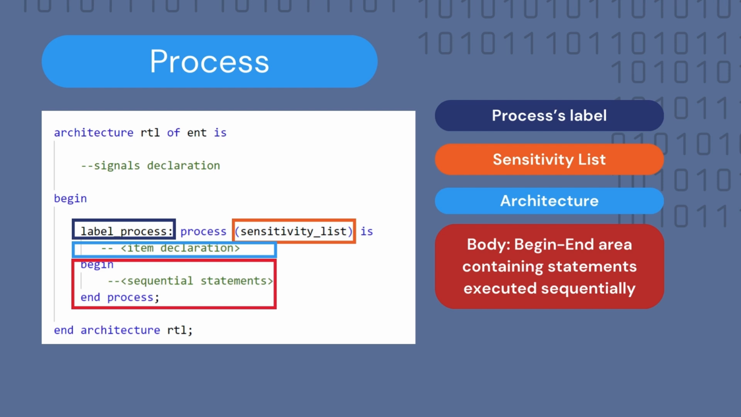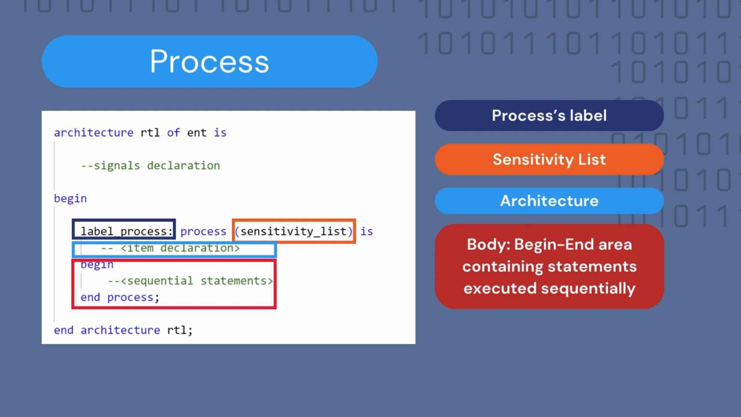In the slide in front of you is an example of a process statement. We've highlighted the different parts we mentioned in different colors corresponding to the different sections within the code. Let's look at the first part of the process, which is its label. The label is optional but should always be included as a good coding practice to promote the self-description of your VHDL code.